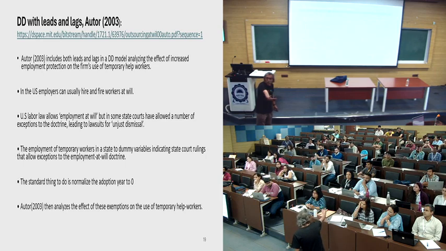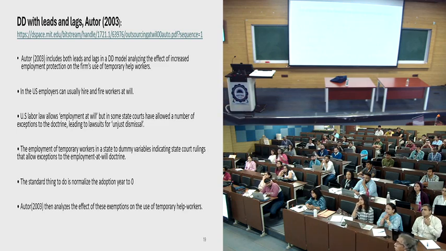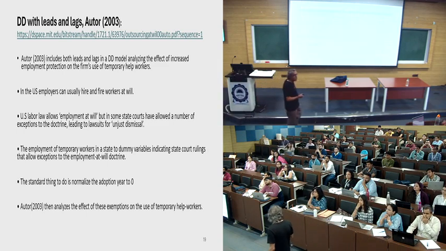Or I can update my information set on t plus 1, my forward. Clear? So the way I want to think about it: leads and lags in a DD model, analyzing the effect of increased employment protection on the firm's use of temporary help workers.